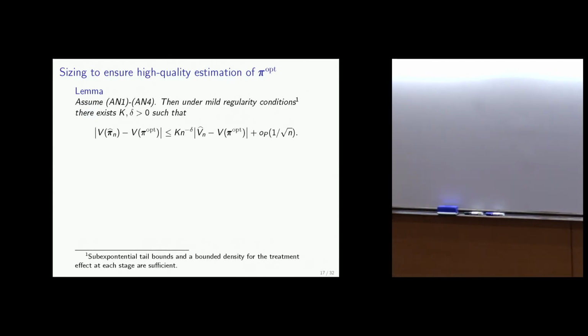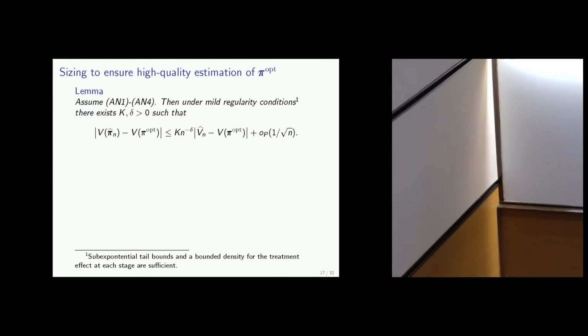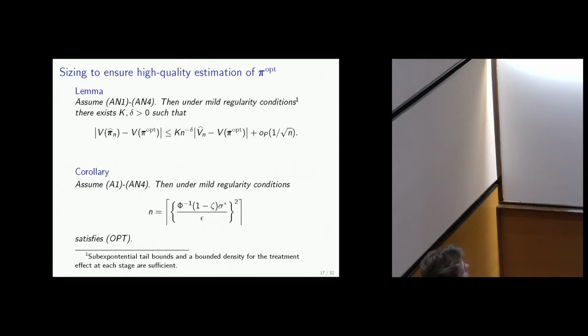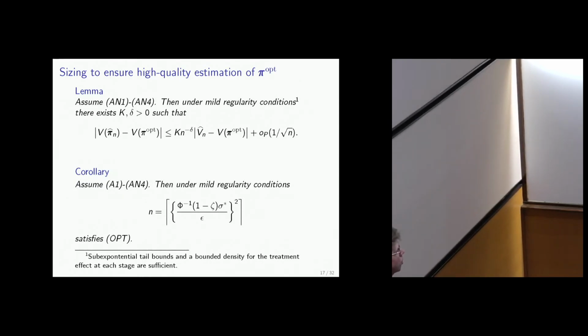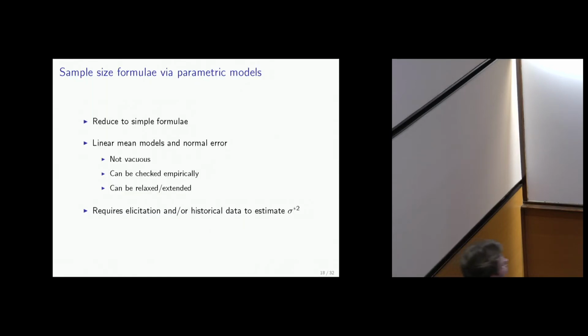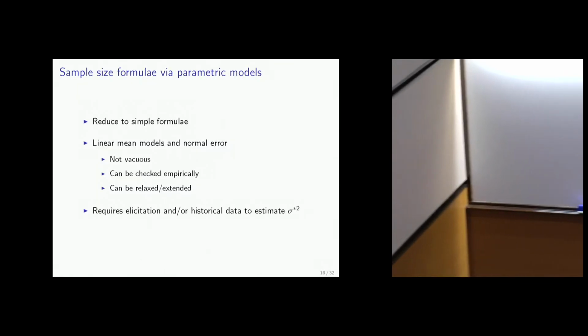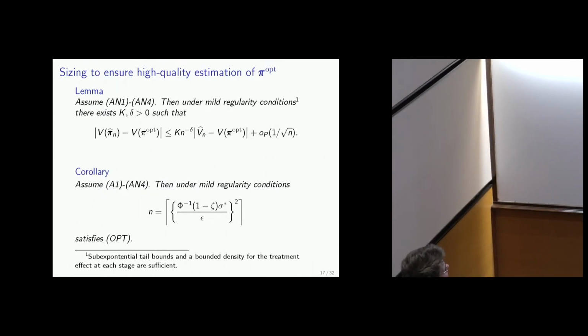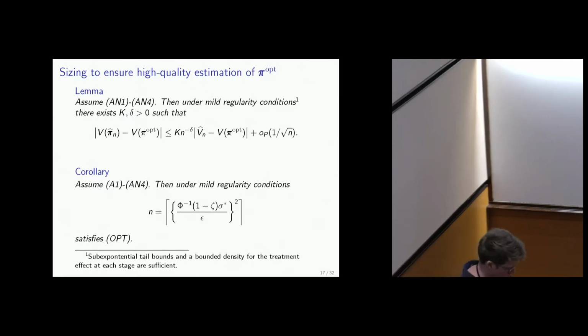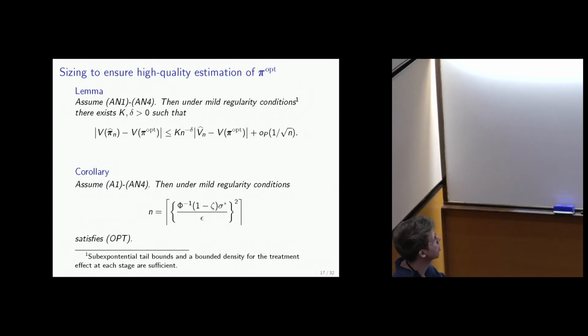So from this formula and the asymptotic normality of this thing, we get a sample size calculation for the second criterion, where epsilon is how close you want the value of your estimator to be to the value of the optimum, and 1 minus zeta is the probability that it's within epsilon. Okay, so that is it for the high structure, the strong assumption version of the sample size calculations.